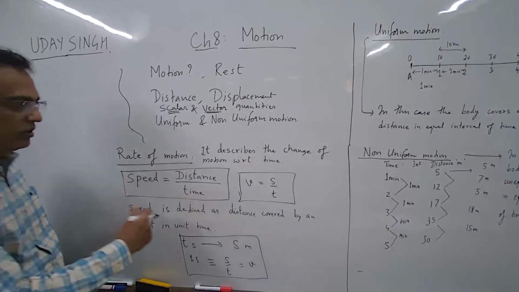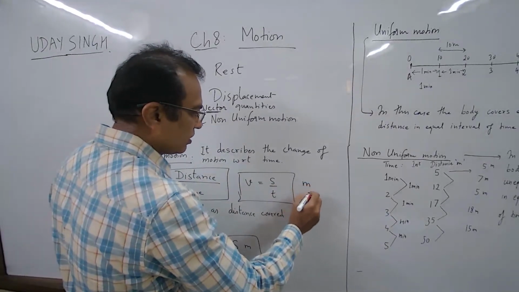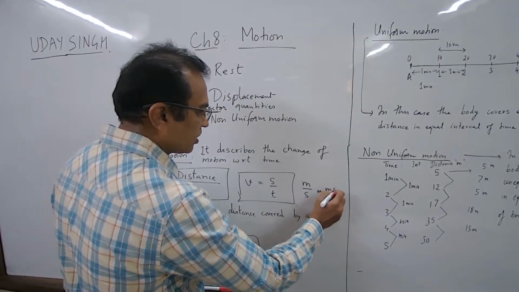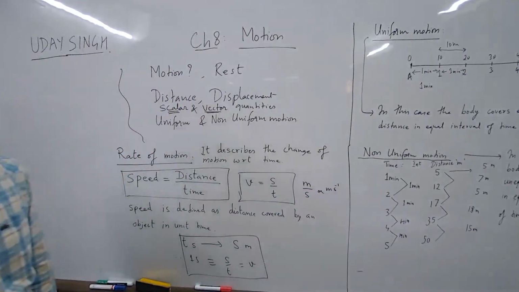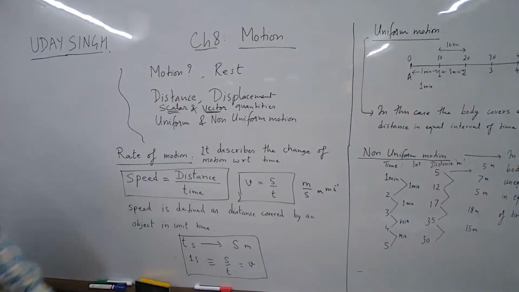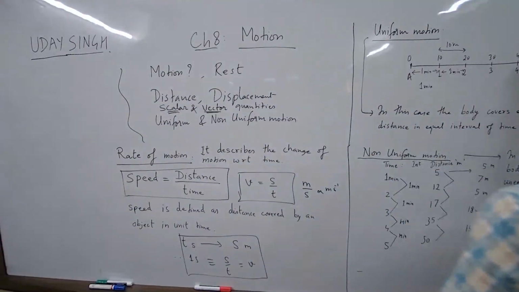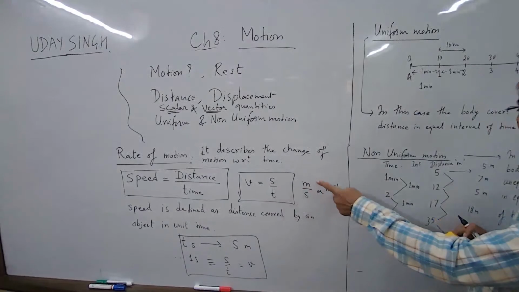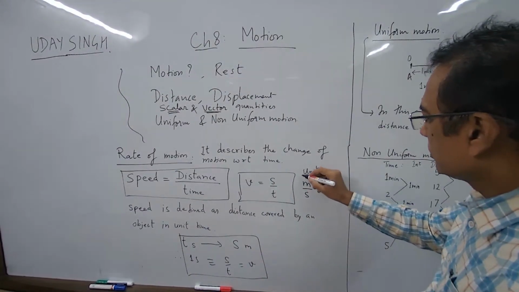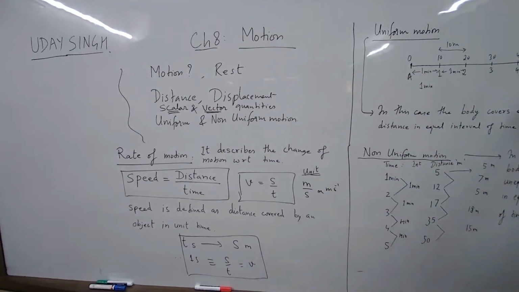So what is the unit of speed? S is meter, t is second. Meter by second, or meter per second. This is how the unit of speed is. Clear? Because the unit of distance is meter. So speed is always measured in meter per second.